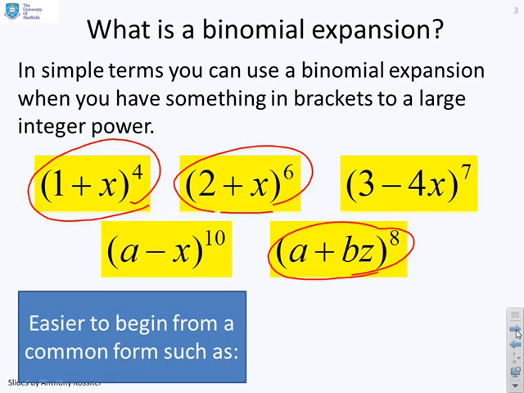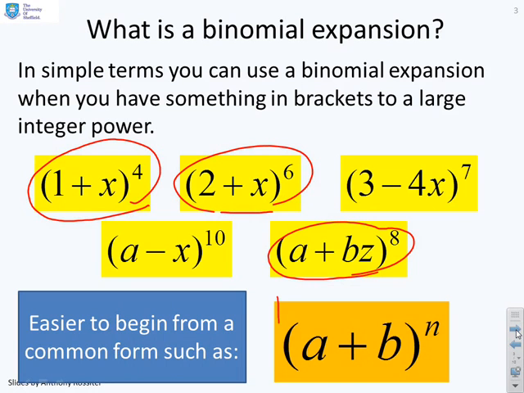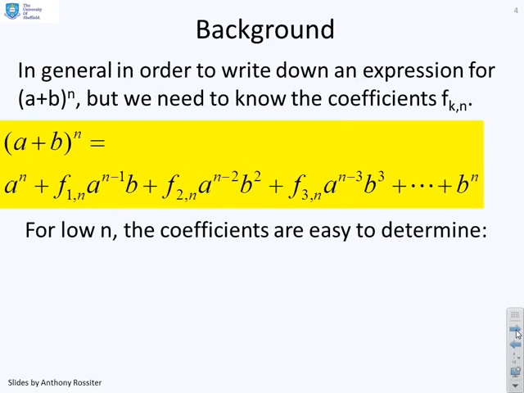Now what we also recommended in video 1 is that you should always start from a general form, and we're going to use the general form (a + b)^n, because that means it doesn't matter what you get in the brackets, you will always be able to deal with it. Some people prefer to use a general form which always has a 1 in it, but that doesn't help you if you have something like 2 + x or a + bz. So we're going to use (a + b)^n.